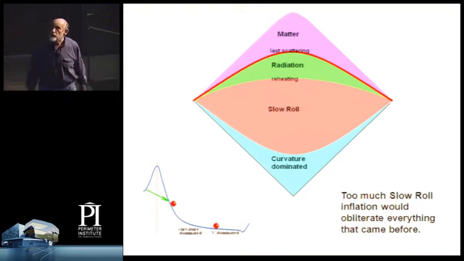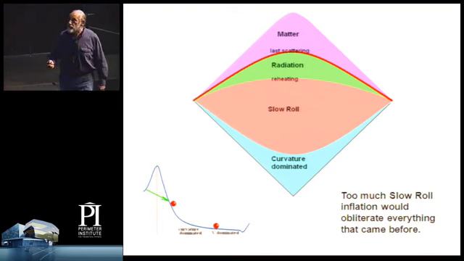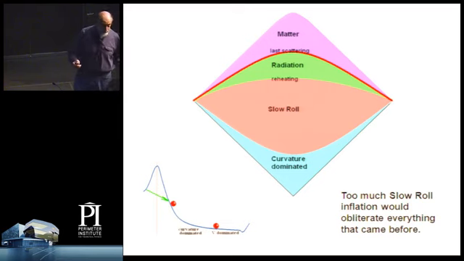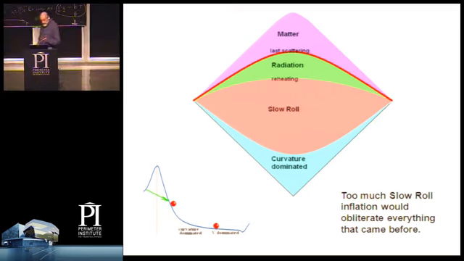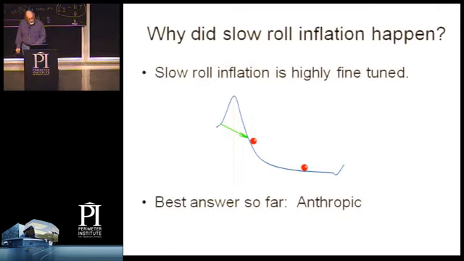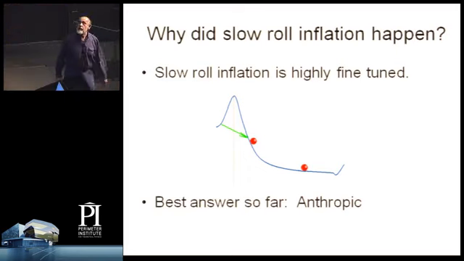The problem, of course, is that too much slow roll inflation would obliterate everything that came before. Obliterate in the sense of observable signal. And so the question then becomes, how much slow roll inflation actually took place? To answer that, I think, or of course we can't answer that. I can't answer that, but I can make some suggestions about it.